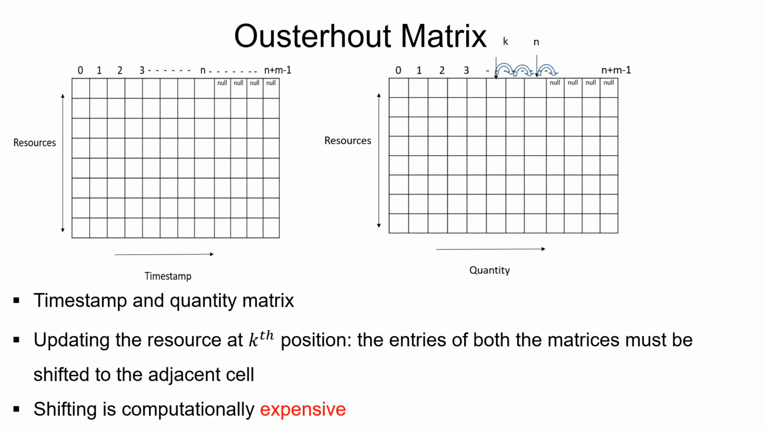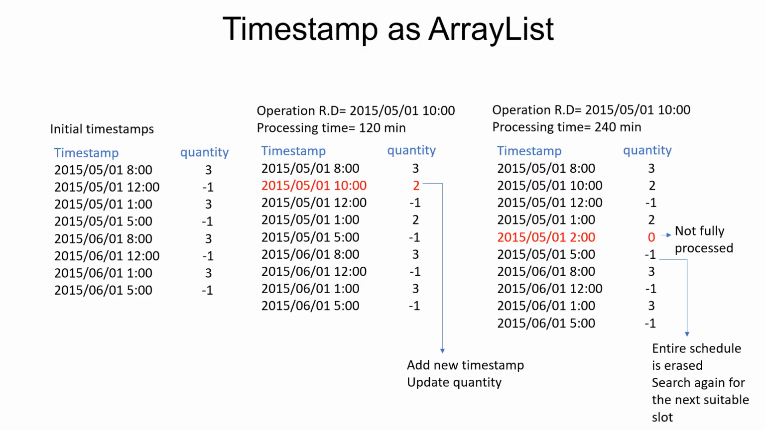Here we modified the Ostrowski matrix and stored the timestamps that we have generated in the matrix, and also the corresponding quantity in another matrix. But updating the quantity is computationally expensive, as we need to shift the entries to the right cells in order to update the timestamp and quantity. Hence we came up with another way of storing the timestamps as an array list.